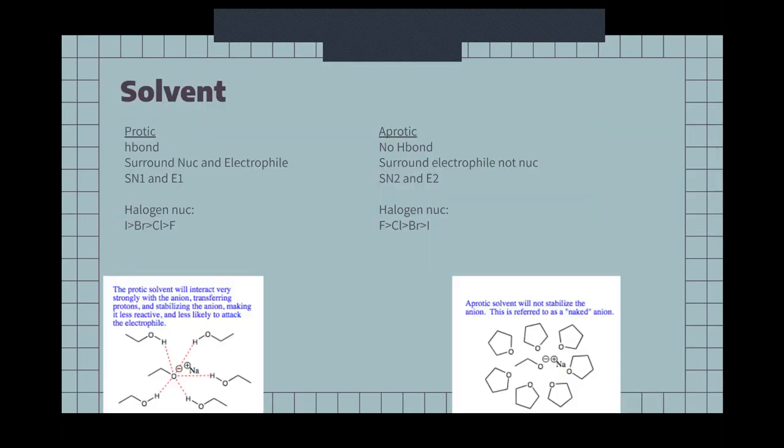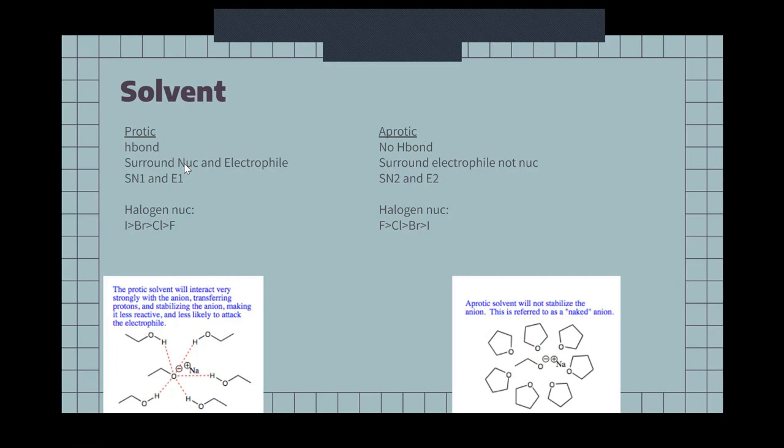So let's talk about solvents, right? We have protic and aprotic. Protic has H bonding, aprotic has no H bonding. Because protic has H bonding, it's going to surround both the nucleophile and electrophile, shown in this diagram here. Why? Because the H bonding has a partially positive and partially negative end. This partially negative end is going to counterbalance the electrophile and the ion, and this H is going to balance out the nucleophile. Hence, it's going to surround the nucleophile and stabilize it.